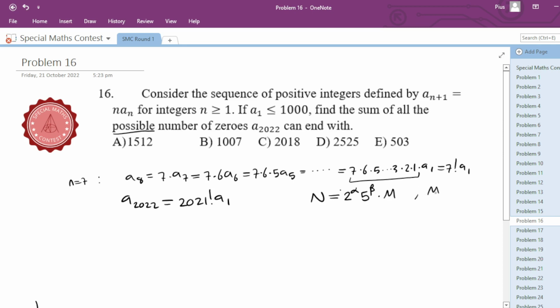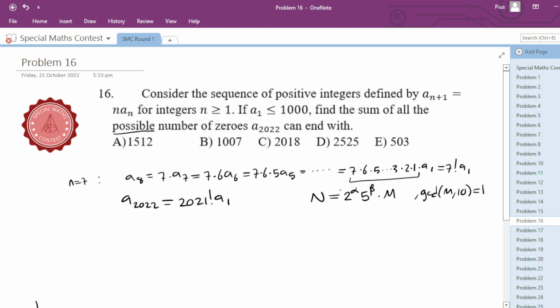So here the GCD of m and 10 should be 1. So 2 doesn't divide m, 5 doesn't divide m. So these are all the highest powers of 2 and 5 we could get. Now once we have this, any pair of 2 and 5 will create 10. So that means the highest power of 10 we can get will correspond to the minimum of alpha and beta, because we can only go as much as the minimum can pair with.